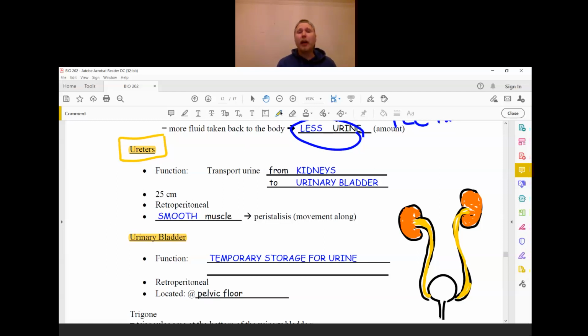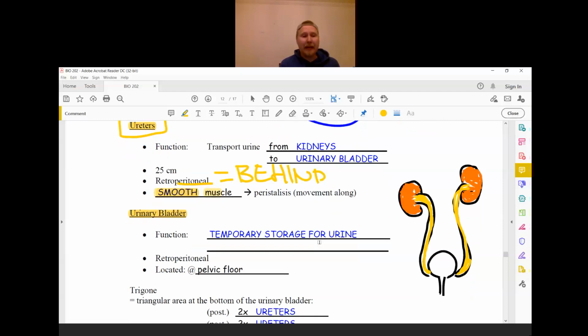If you do want to consider again the relationship to the peritoneum, you remember kidneys were retroperitoneal, so are the ureters, so they're behind the peritoneum. And I mentioned the importance of the smooth muscle wall of these tubes. And it is the movement of peristalsis that moves the urine within these.